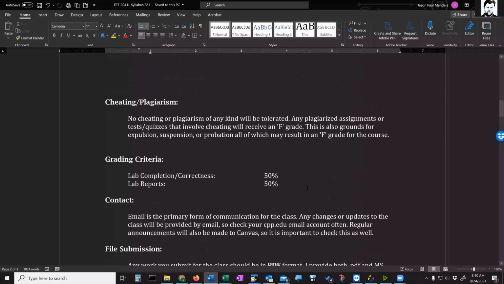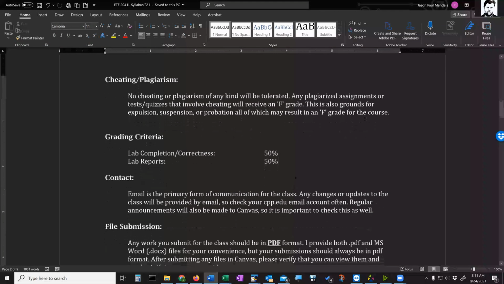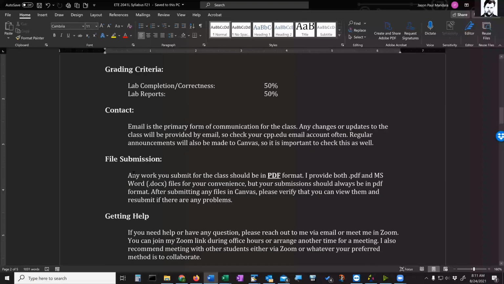The grading criteria for the lab is going to be a half and half combination of how well you completed the lab. In other words, did you make all the measurements correctly? Did you get the correct setup? And is your data reasonable? That's half of the grade, and then the other half of the grade is how well you've done your lab reports. So that includes both content and formatting and organization and those kind of things. Like I said in the lecture, everything you submit in this should probably be in PDF format.